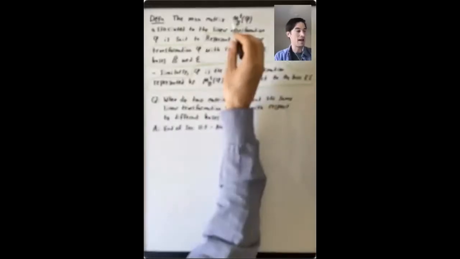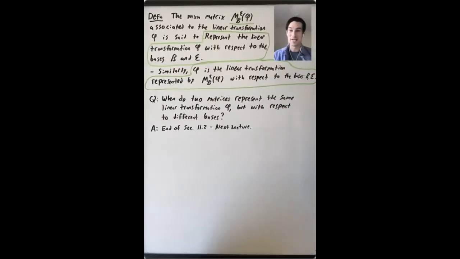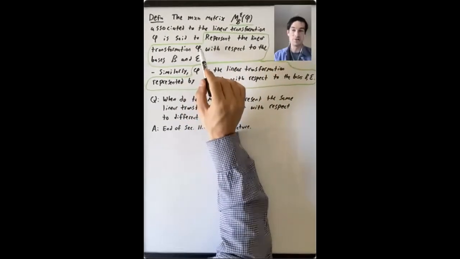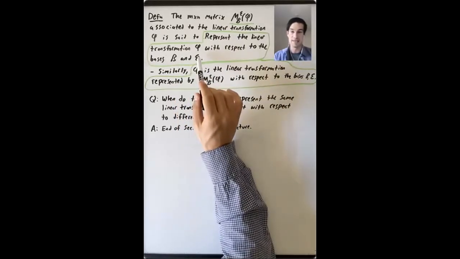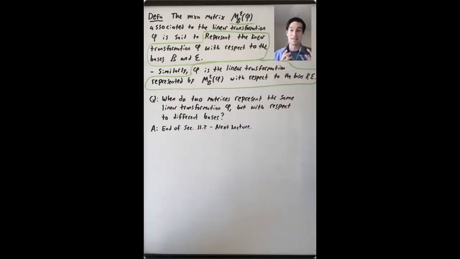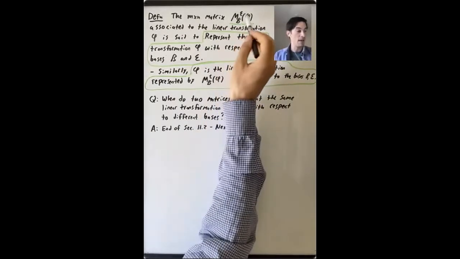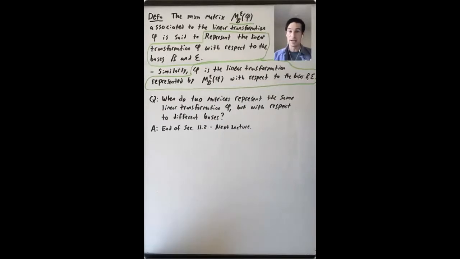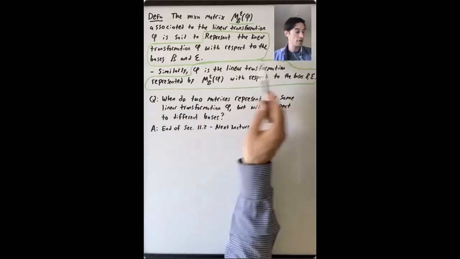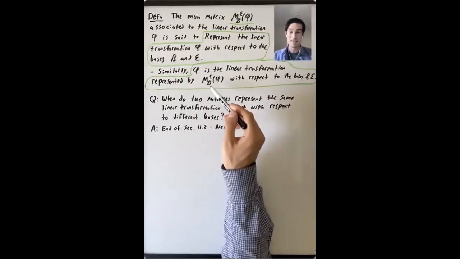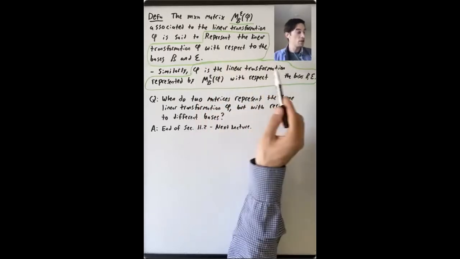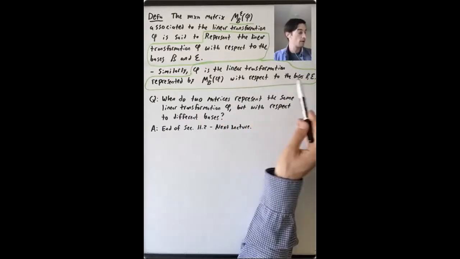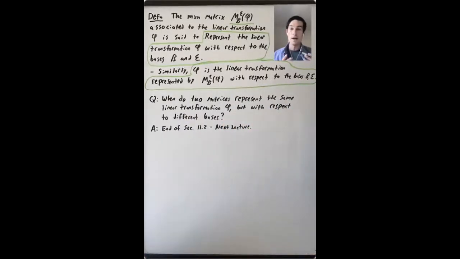This m by n matrix, MBE phi, associated to this linear transformation phi, is said to represent the linear transformation phi with respect to the bases B and E. So we have this matrix that's associated to phi, and it depends on a choice of bases B and E. Similarly, if you have a linear matrix, there's this corresponding linear transformation once you make a choice of bases B and E, and phi is said to be the linear transformation represented by this matrix with respect to the bases B and E.